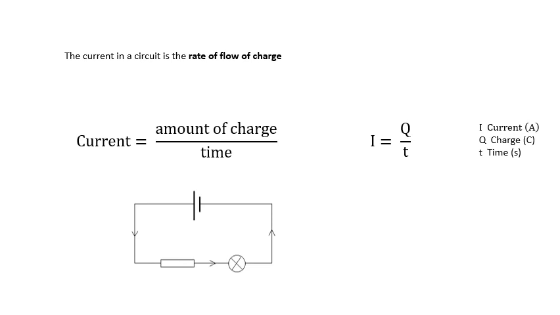I is the current, which is measured in amps or amperes, if you like, but amps will do me, capital A. Q is charge, which is measured in coulombs, and T is time, which is measured in seconds. What's charge then?